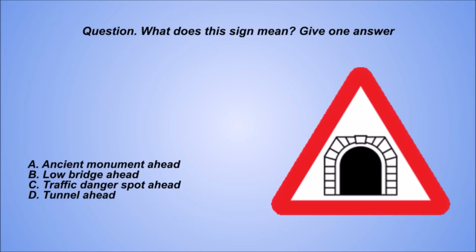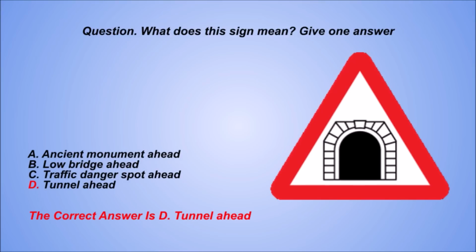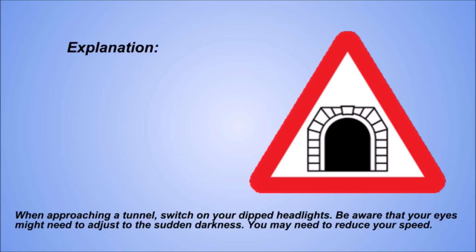Question: what does this sign mean? Give one answer. A. Ancient monument ahead. B. Low bridge ahead. C. Traffic danger spot ahead. D. Tunnel ahead. The correct answer is D. Tunnel ahead. Explanation: when approaching a tunnel, switch on your dipped headlights. Be aware that your eyes might need to adjust to the sudden darkness. You may need to reduce your speed.